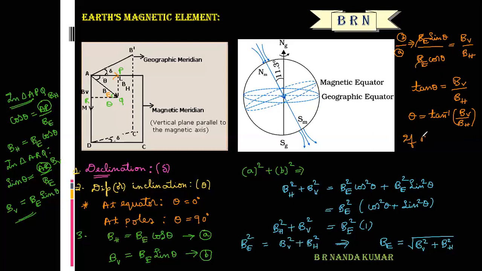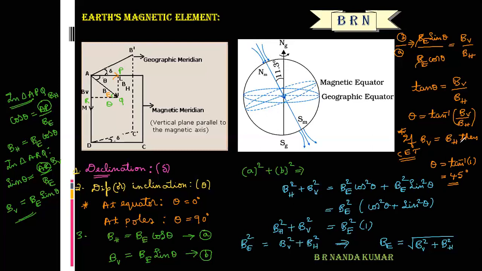Suppose BV is equal to BH, then what is the value of dip? Theta is equal to tan inverse of BV by BH. BV is equal to BH means BH can be written in the form of BV, BV gets cancelled, so BV by BH becomes 1. Tan inverse of 1 is 45 degree, right? So if BV is equal to BH, then the value of dip is exactly equal to 45 degree. This is very important for competitive exams.